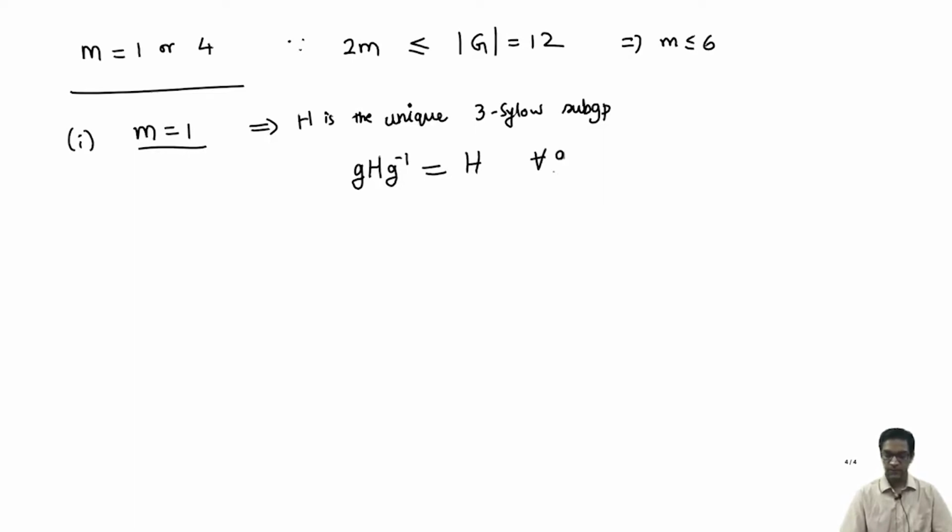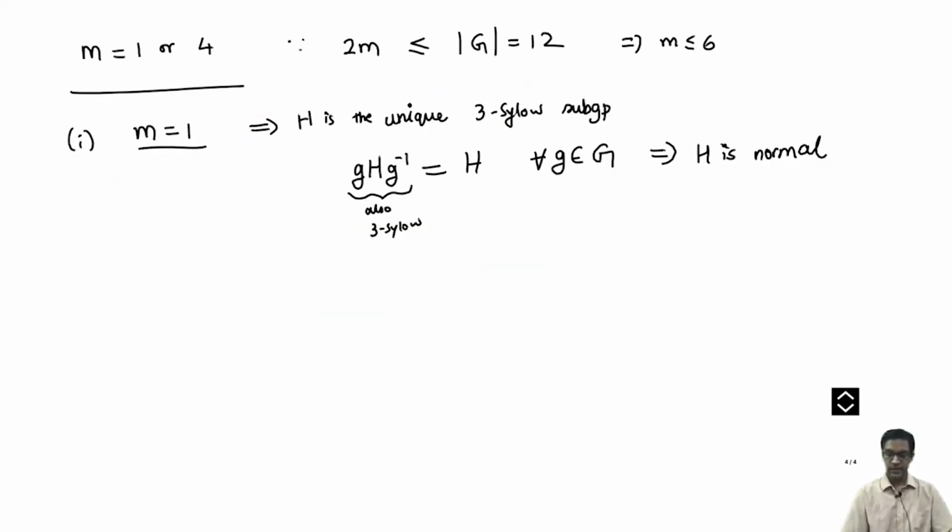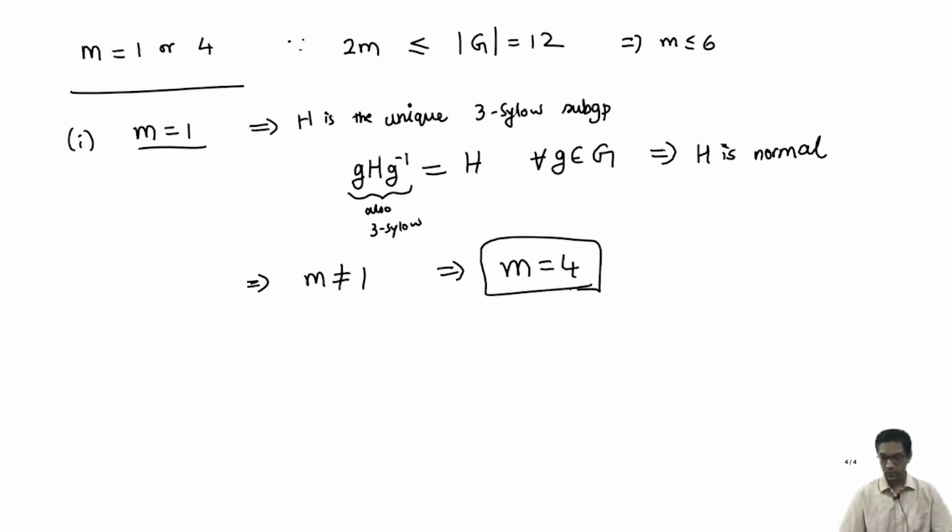So this must be true: any conjugate of H must coincide with H, because any conjugate of H is also a 3 Sylow subgroup. Now what does that imply? That tells you that H is normal, since every conjugate coincides with the subgroup itself. But we had assumed to start with that H is not normal. That was our hypothesis. So m can't be 1, and this case cannot arise. We conclude therefore that m must be 4. So the final conclusion here is that there are exactly 4 3 Sylow subgroups in my group G.